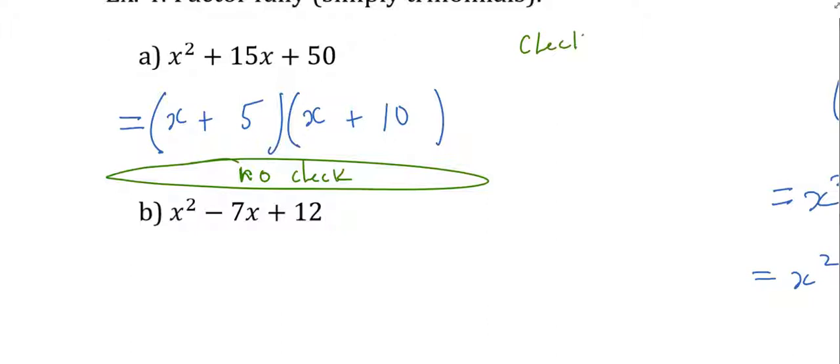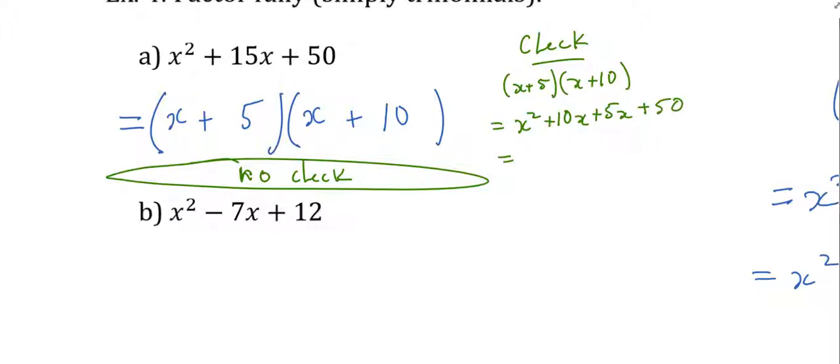Check. Watch this. x plus 5 times x plus 10: x times x is x squared. x times 10 is 10x. 5 times x is 5x. 5 times 10 is 50. So there's the 5 times 10. And then 10x plus 5x is 15x. We see that same pattern happening where you have two binomials like this. You expand, the x terms add to the middle term, and those two numbers multiply. Same two numbers, 5 and 10.